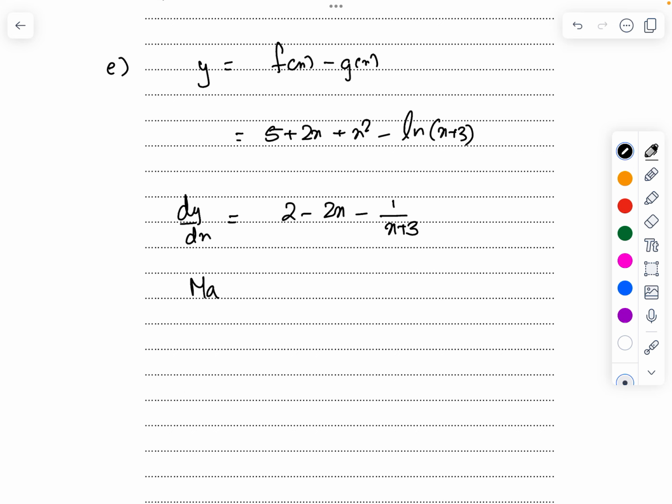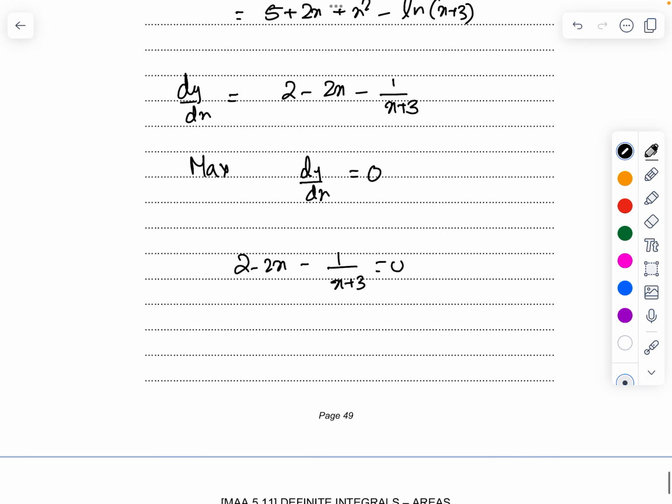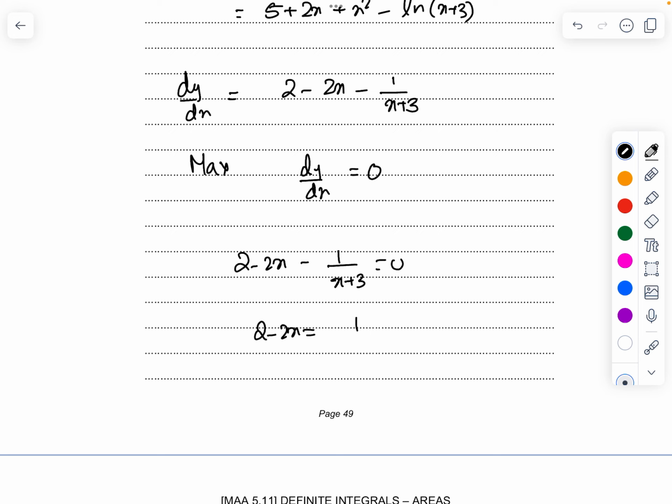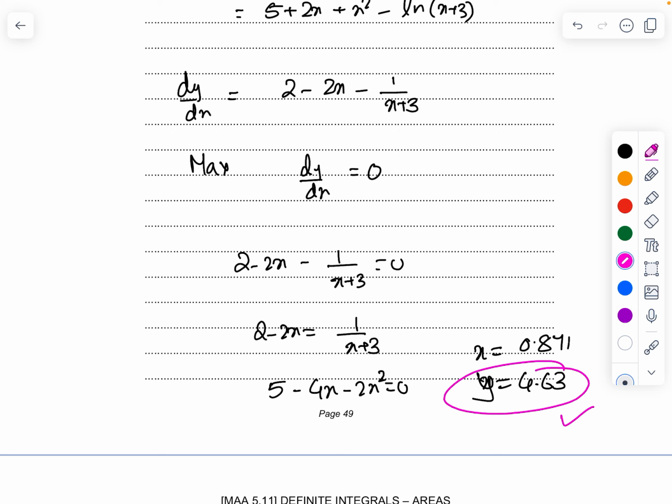He is asking for the maximum. Maximum means the derivative should equal 0. So 2 minus 2x minus 1 upon x plus 3 equals 0. Then I get 2 minus 2x equals 1 upon x plus 3. Cross multiplication will give you a quadratic. Then solve this quadratic. You get x equals 0.871 and x equals 4.63. So the maximum distance is 4.63 and it occurs at 0.871.